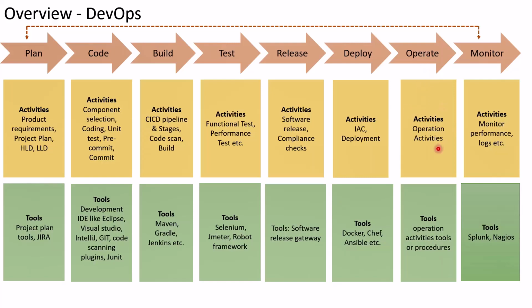Once we go to the operate phase, there are operations activities, and we will follow operations-related tools and procedures. Once we go to monitor, there we monitor the system or application performance and do log analysis, the high-level activities. For tools, we will majorly use Splunk and Nagios. These tools we will use to execute the monitoring phase activities.